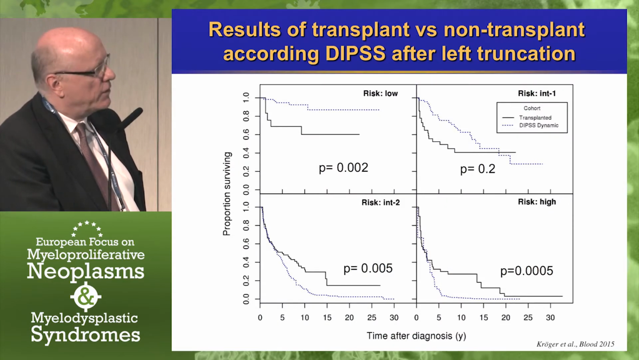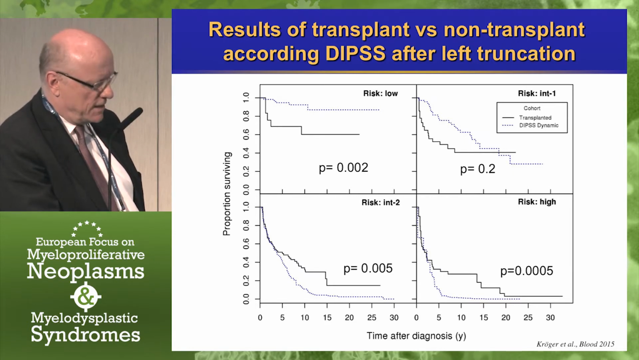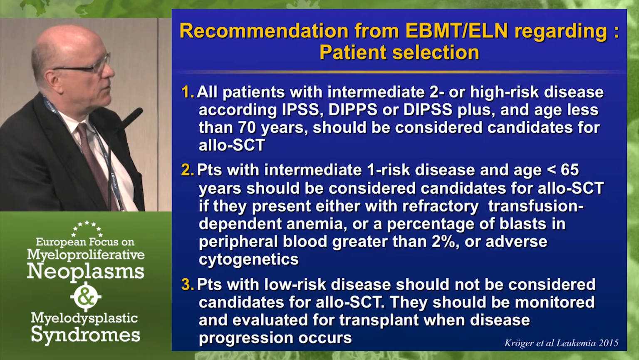Therefore, if you look at this survival curve, for low-risk patients, the non-transplant approach is in favor. For intermediate 1, you can see there is a higher risk of dying in the early phase using the transplant. But you can also see that after a long period, about 15 years, these curves begin to cross because there was no further relapse for the transplant. But for intermediate 2 and high risk, you can see significant benefit for the transplant.